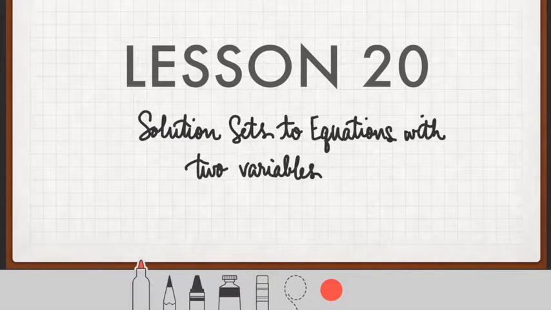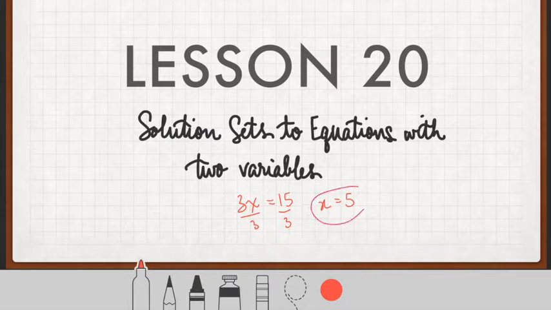In this lesson, we're going to learn how to get solution sets to equations that have two variables. In the past, you've been familiar with equations that have one variable. For example, 3x equals 15, and we're able to get a solution set from that. Because x equals 5, we plug it in, check our work. We can express the solution set with a set notation. We can also express it graphically.